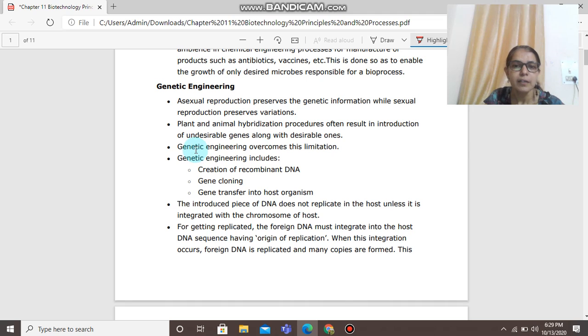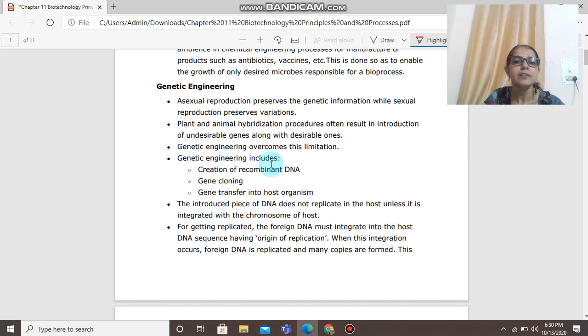And for that, there is a process known as genetic engineering. Genetic engineering involves the selection of only the desired gene. It does not involve the use of any undesired gene. So there is no chance that undesirable genes will also multiply with desired genes. So genetic engineering has overcome this limitation.